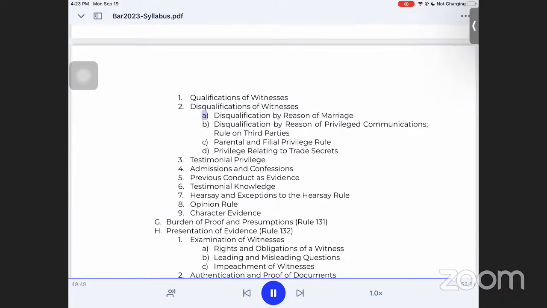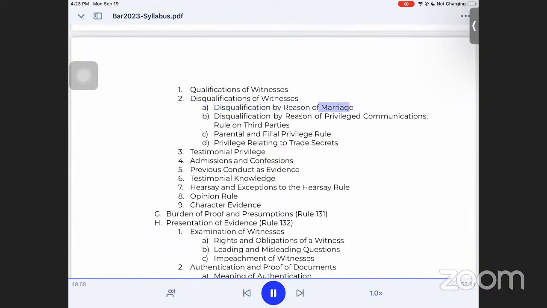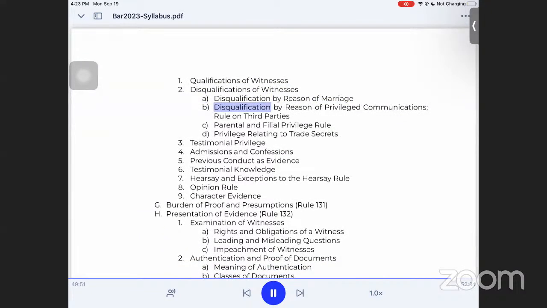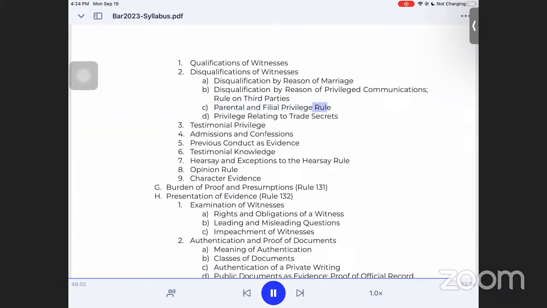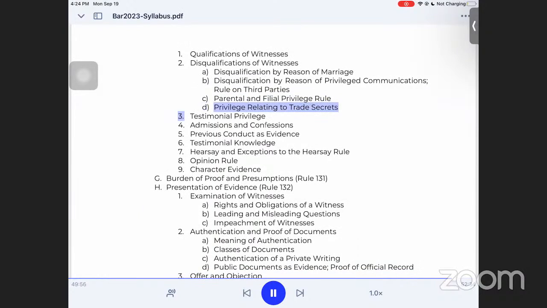2. Disqualifications of witnesses. A. Disqualification by reason of marriage. B. Disqualification by reason of privileged communications. C. Rule on third parties, parental and filial privilege rule. D. Privileges relating to trade secrets.